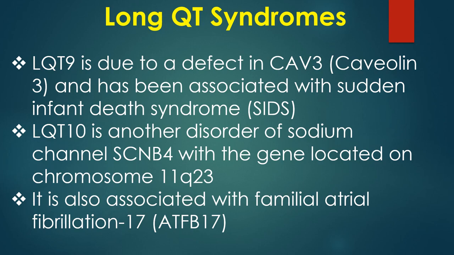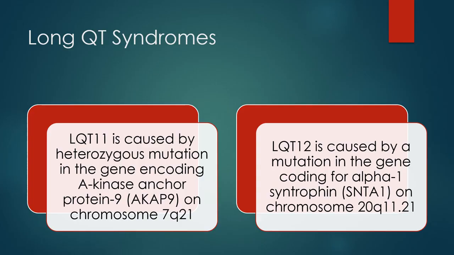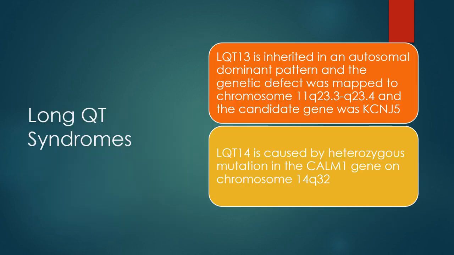LQT9 is due to a defect in caveolin 3 and has been associated with sudden infant death syndrome. LQT10 is another disorder of sodium channel SCN4B with the gene located on chromosome 11. It is also associated with familial atrial fibrillation 17. LQT11 is caused by heterozygous mutation in the gene encoding A kinase anchoring protein 9 on chromosome 7. LQT12 is caused by a mutation in the gene encoding alpha-1 syntrophin on chromosome 20.